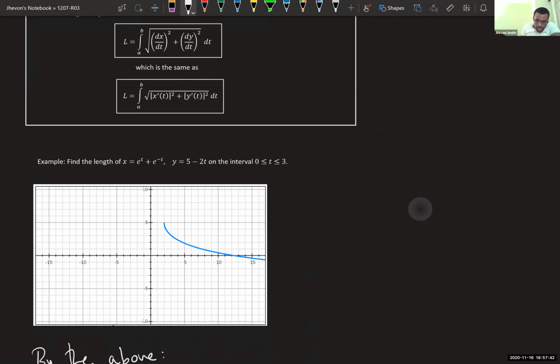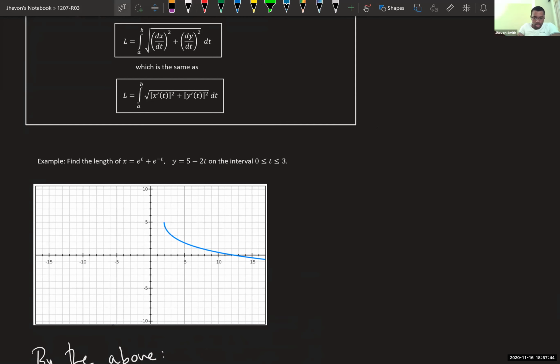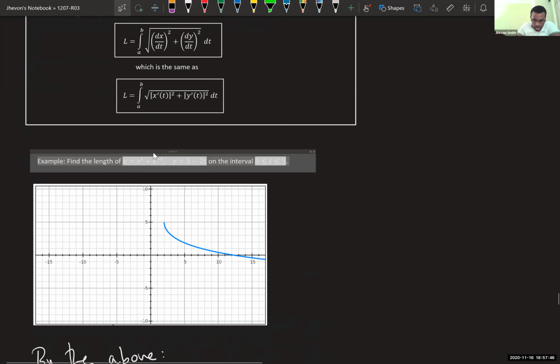So x of t is e to the t. I don't know. Can you guys read that? Let me make this a little bigger.